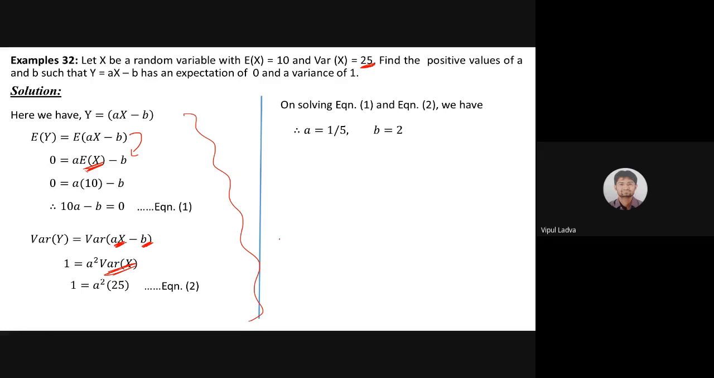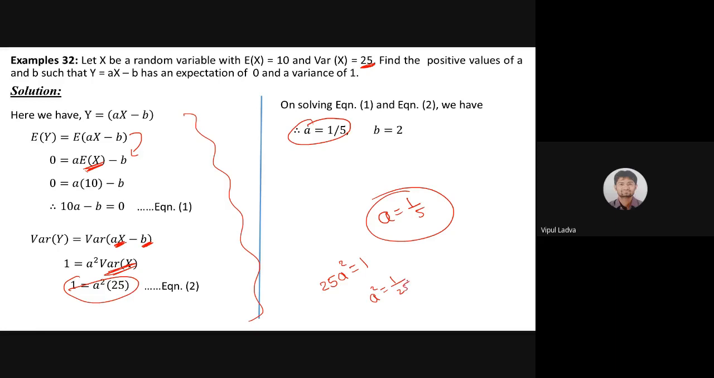Good. So one question is for you. Why did I choose a equals 1 by 5? The relation was 25a square equals 1. That means a square equals 1 by 25. Then a must be plus or minus 1 by 5, is it now?